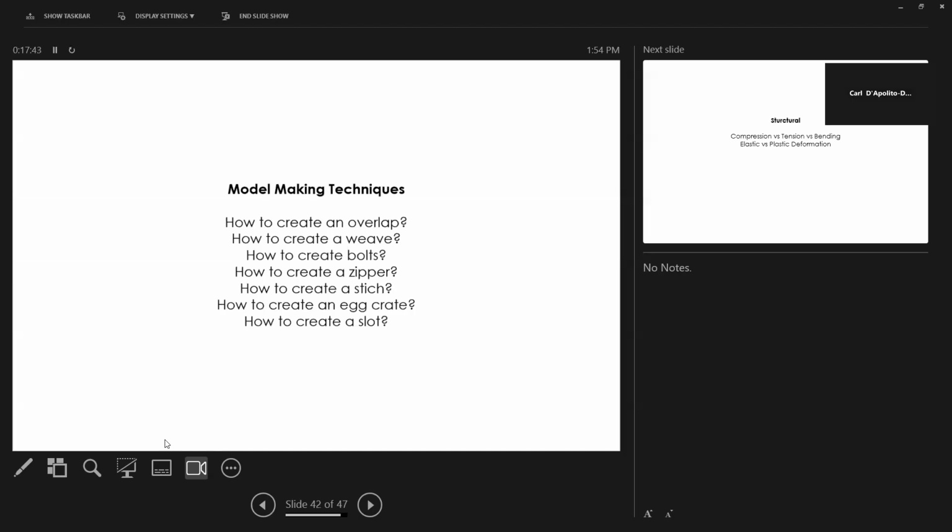Then in terms of model making techniques, these are the ones. How to create an overlap, how to create a weave, how to create bolts, how to create a zipper, how to create a stitch, how to create an egg crate, and how to create a slot. I haven't gone through these yet. I'm going to show this again. Some of you asked me about this the other day, but I'm going to do it again.